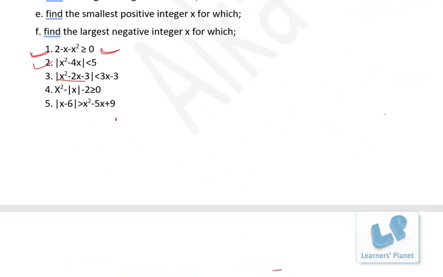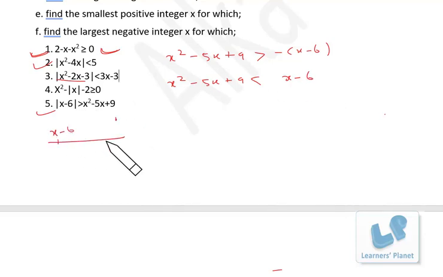Now let's take this. First of all, we take this. Let's take the fifth one. Then I will explain this one. So modulus of x minus 6 is greater than x square minus 5x plus 9. That means x square minus 5x plus 9 is greater than minus of x minus 6, right? And x square minus 5x plus 9 is less than x minus 6, right? So this should lie in between. Okay, so let's solve them individually.